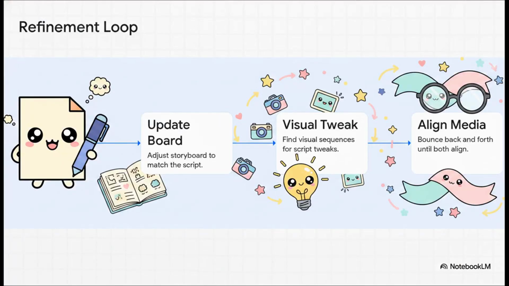The really crucial point to understand here is that your script and your storyboard, they're not static documents once you finish a draft. They bounce back and forth. Step 1, you revise the script based on feedback. Step 2, you update the storyboard to match. But then, Step 3, you might discover a visual sequence that suggests another tweak to the script. So, Step 4, you adjust the script again. This continuous dance is a completely normal and highly desirable process for truly integrating your narrative with your media.